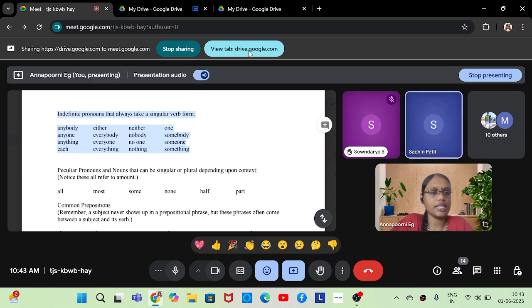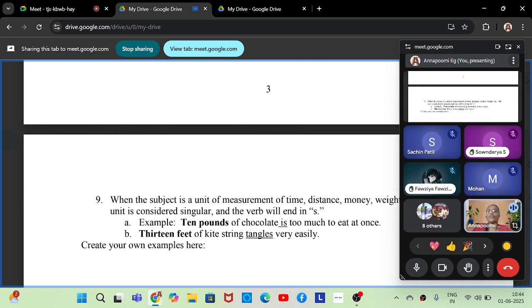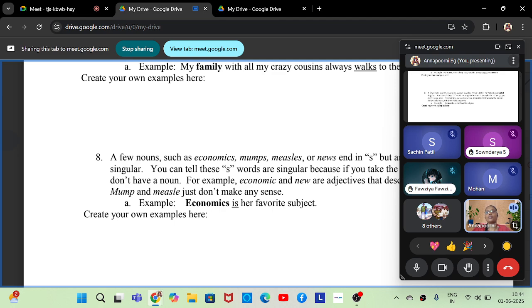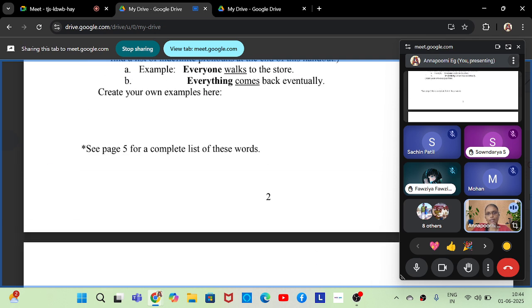Yes, Sachin. Nobody dares to go in that haunted house. Very good. Haunted house means a house which is believed to have some supernatural powers or a ghost or something. So no one dares to go to that haunted house. Good example.